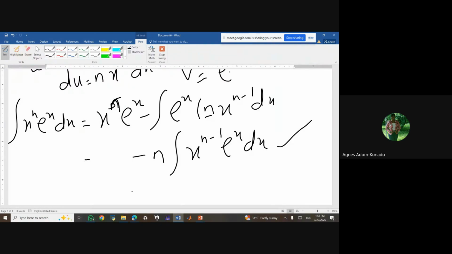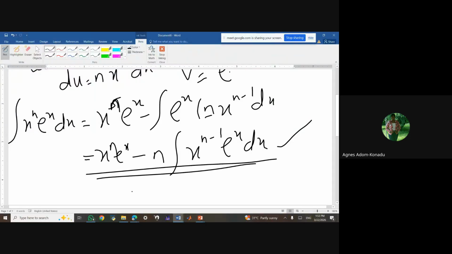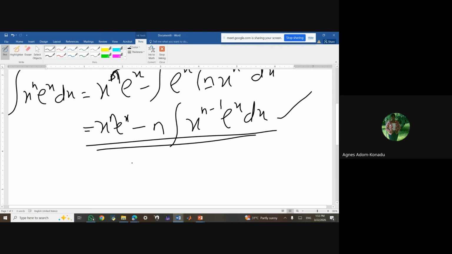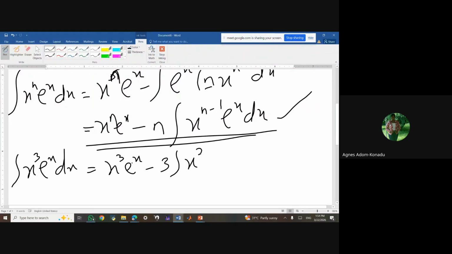so the final one is x to the power n e to the power x, then n this. So this is the reduction formula. And the question is, we want to apply this formula to integrate x to the power 3 e to the power x dx. So the first one will be x to the power 3 e to the power x minus 3 integral of x to the power 3 minus 1, which is 2, e to the power x dx.